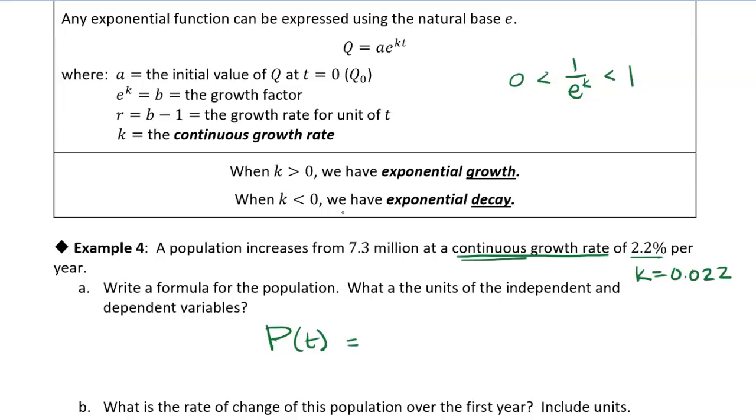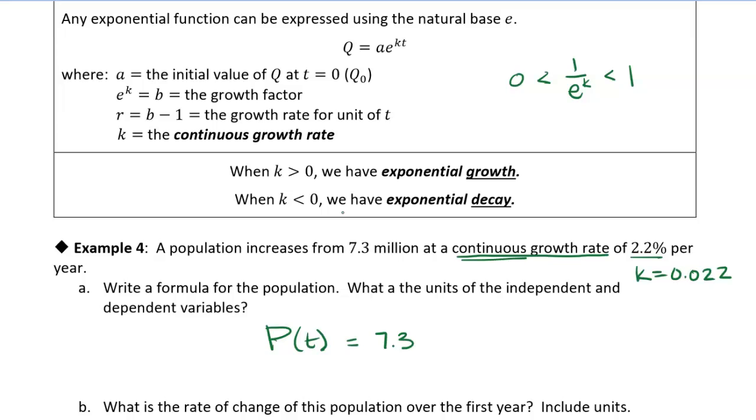That's my k value. The a value is the initial value, so the population is initially 7.3 million. The way I'm going to write this, my P will be in millions if I just use 7.3. If I write out 7 million with all the zeros, then my P would be in the number of whatever it is we're counting in this population, people or whatever it is. All right, so I'm just going to use 7.3.